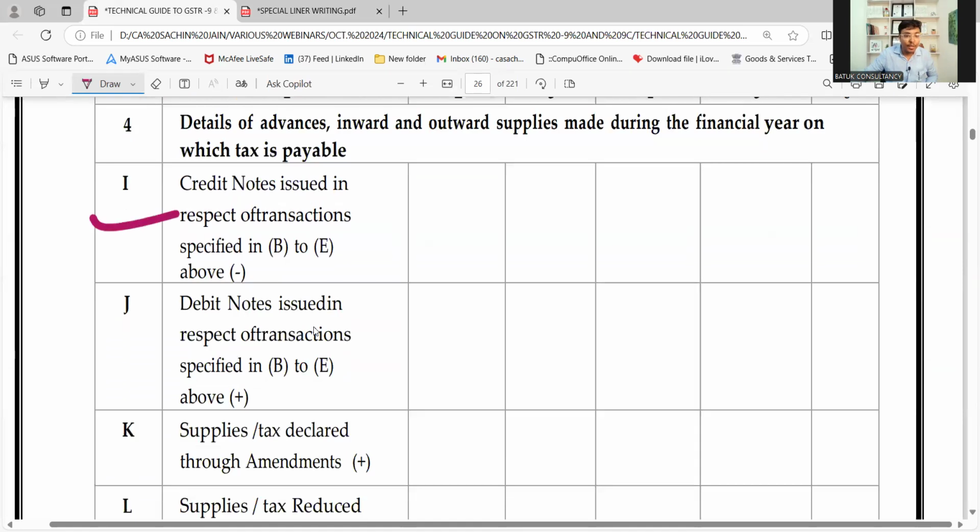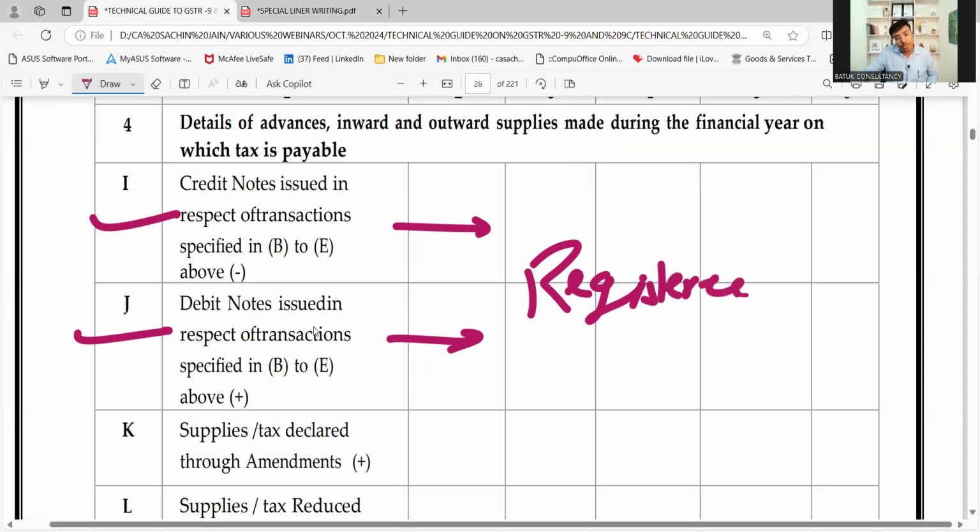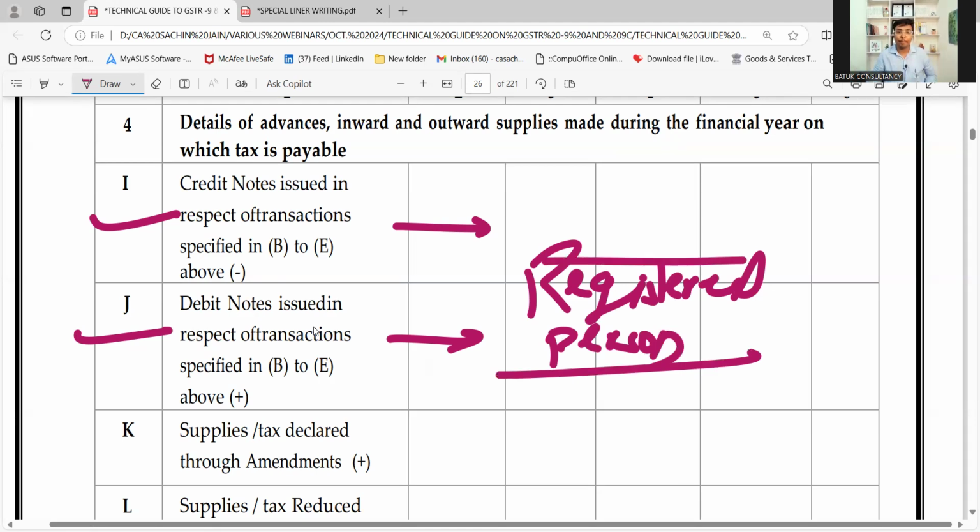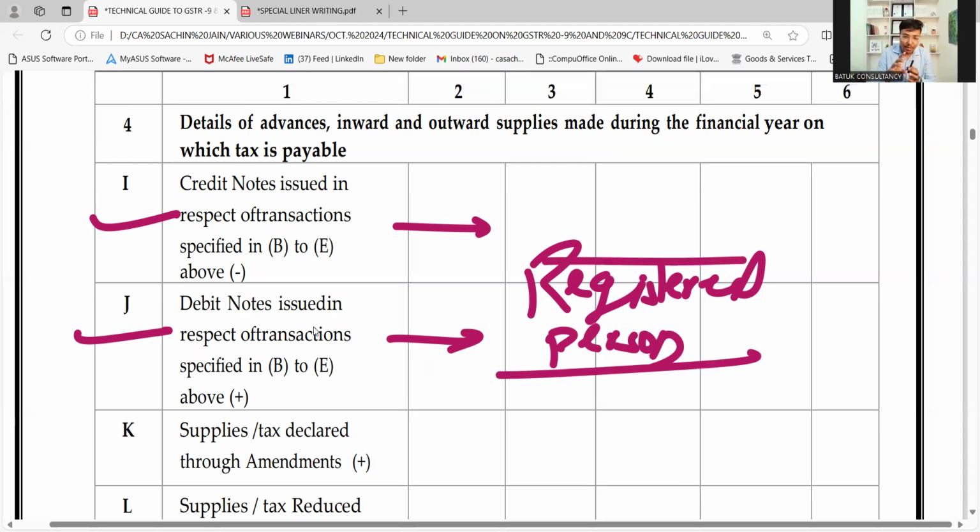So credit note or debit note related details I need to show here, and this is completely related to the registered person only. I am just suggesting, take a printout of draft GSTR 9 and 9C for your reference. Here we have a screenshot. We are doing the discussion on the GSTR 9 in parts. Part 1, part 2, part 3, part 4.